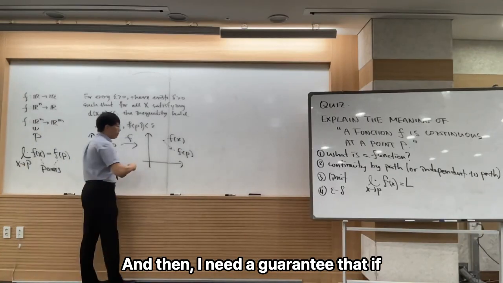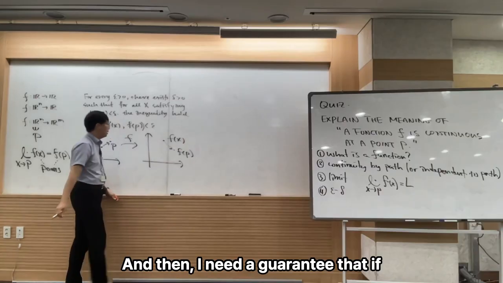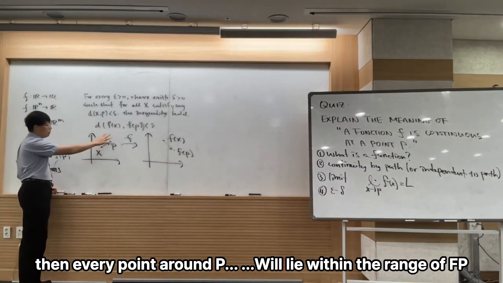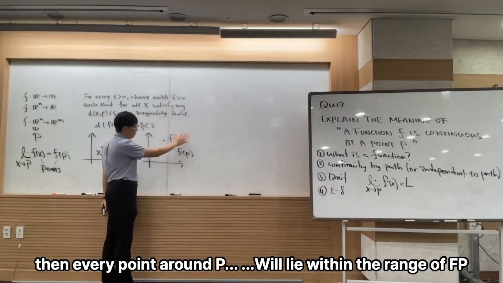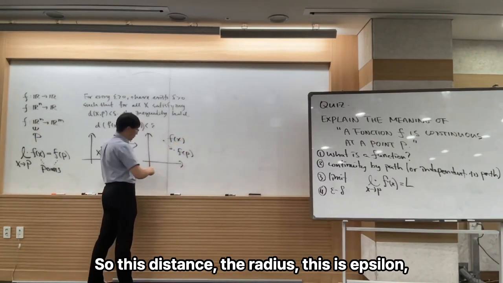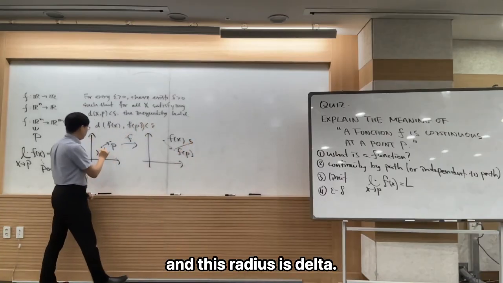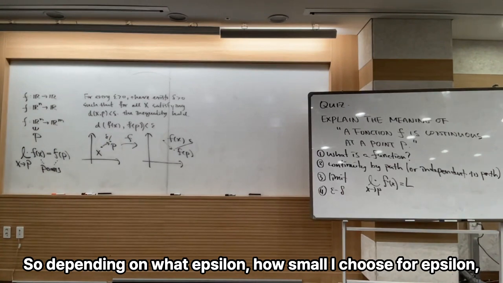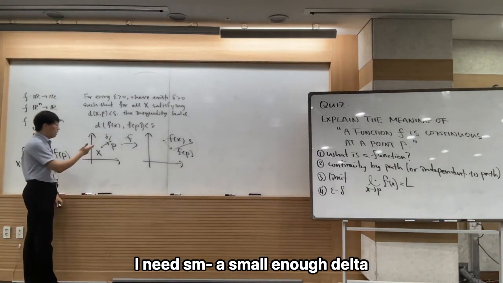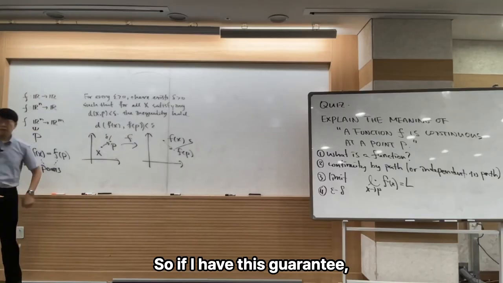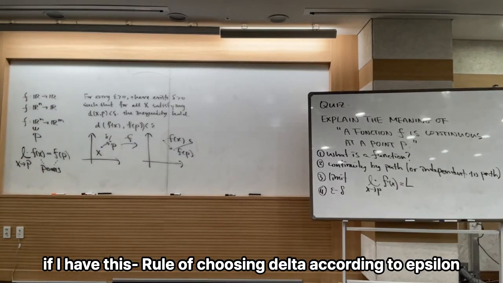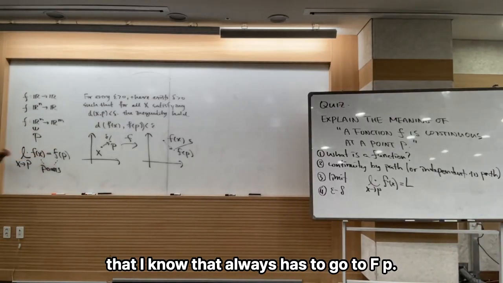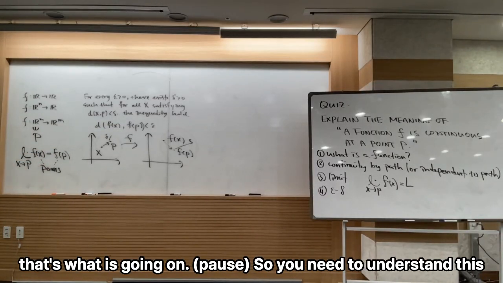And then I need a guarantee that if I choose my x pretty close to P, then every point around P will lie within the range of f of P in a certain distance. So this distance, the radius, is epsilon, and this radius is delta. Depending on how small I choose epsilon, I need a small enough delta so that this happens. If I have this guarantee, this rule of choosing delta according to epsilon, then I know that it always has to go to f of P. That's the meaning of the limit. That's what is going on.